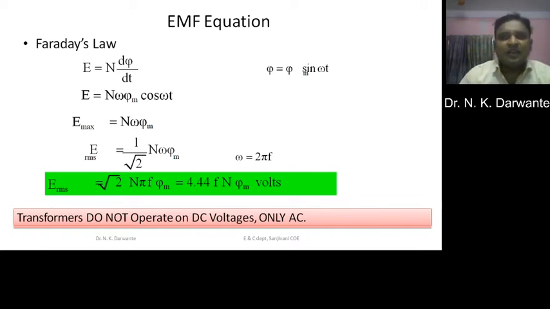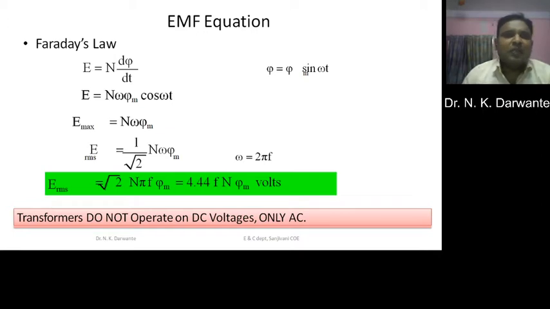Then sine of omega t: we know that the flux variation will be as per the sine wave, because we are giving the input as AC, that is known to us. Now if we take the derivative of sine of omega t in d phi by dt, what will we get? EMF e is equal to n omega phi m cos of omega t, where omega is the angular velocity of the magnetic flux. Sine became cos because we have taken the derivative of sine here.